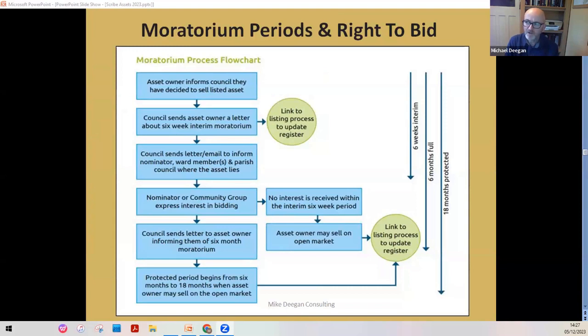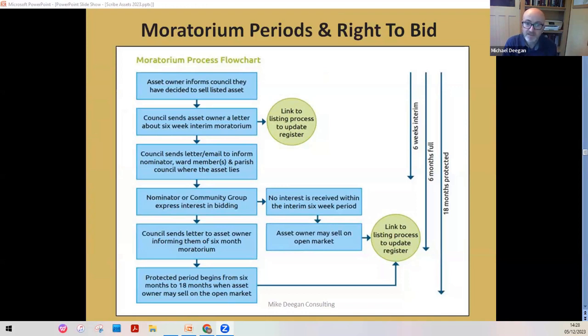And you probably might have heard me mention moratorium periods, but the community right to bid doesn't give the right of first refusal to buy an asset that's been successfully nominated. All it does is give you the time to put together the funding necessary to bid for the asset on the open market. And that's if the owner wants to sell it. And if they do, they've got to tell the local authority of their intention to do so.